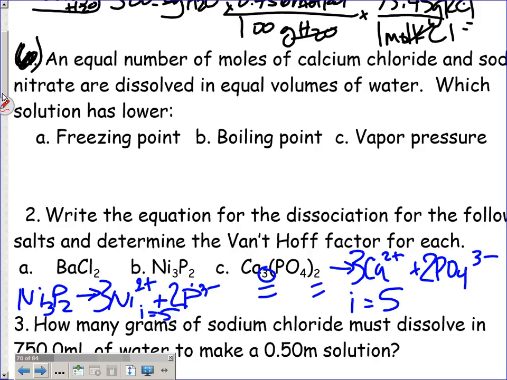Alright. I'm doing number 6 on the board as well, if it helps. Number 6 from the problem set.